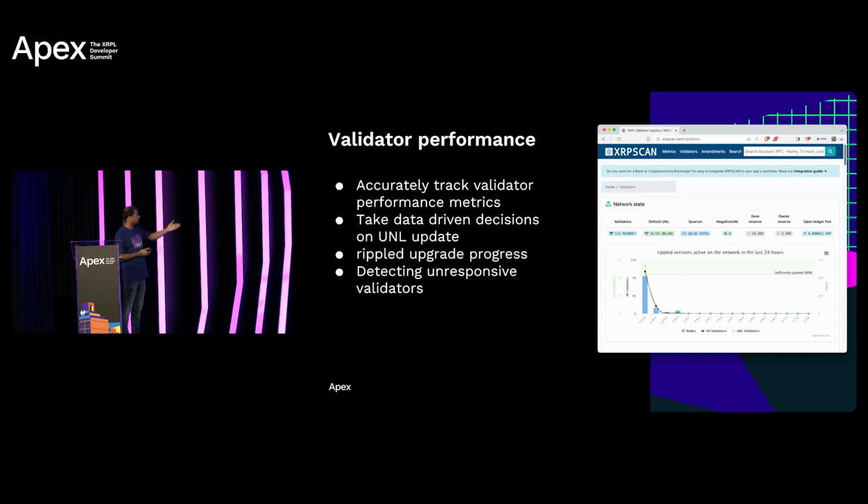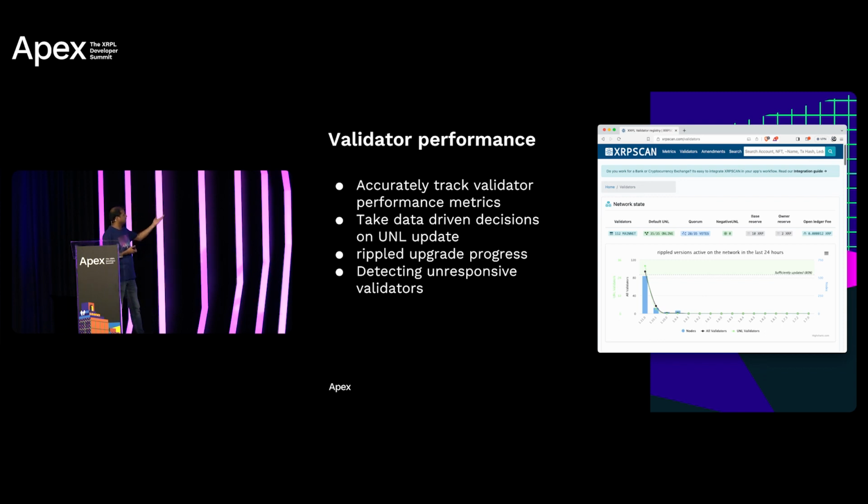And this is a dashboard which shows you the RippleD upgrade status, for example. 1.12 was released 2 to 3 days ago, but this screenshot was taken before that. It shows you 1.11 is the dominant version. This is possible if you aggregate the validation messages and store them in a data store.